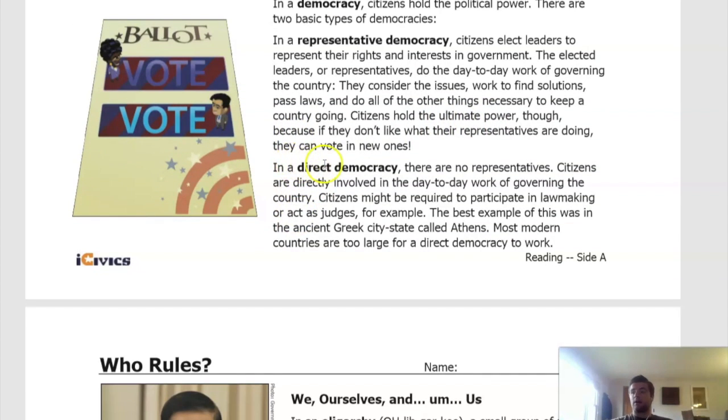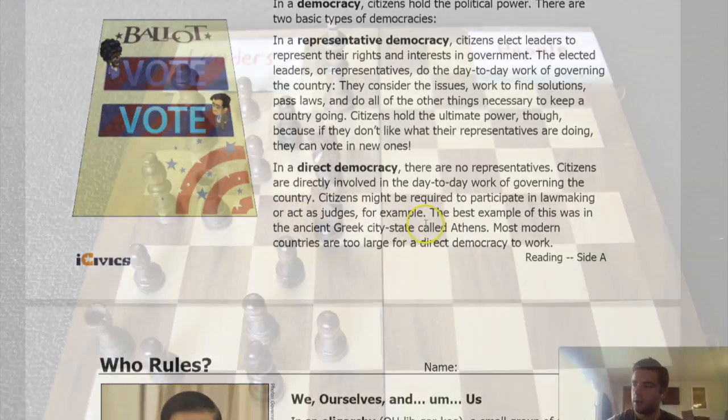In a direct democracy, there are no representatives. Citizens are directly involved in the day-to-day work of governing the country. Citizens might be required to participate in lawmaking or act as judges, for example. The best example of this was in the ancient Greek city-state called Athens. Most modern countries are too large for a direct democracy to work.